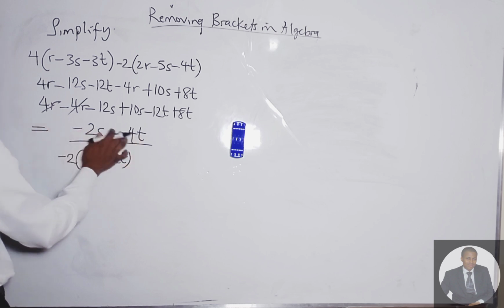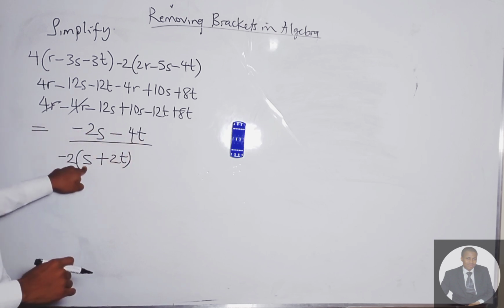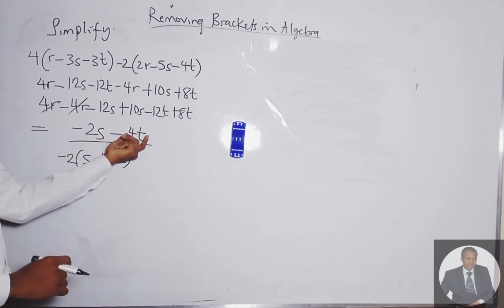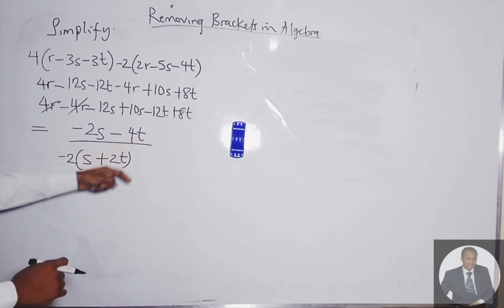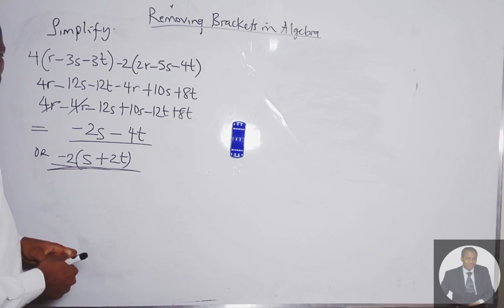2 is a commonality here, so bring the 2, you give us x. Then when we take 2 away from 4t, it will give us 2t. So we can give our answer like this, or we give our answer this other way. The answers are the same.